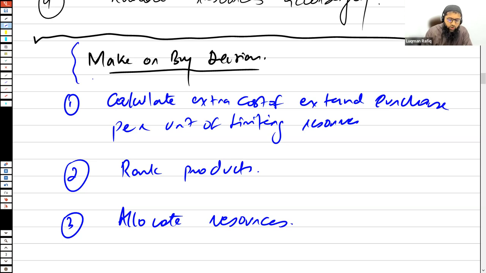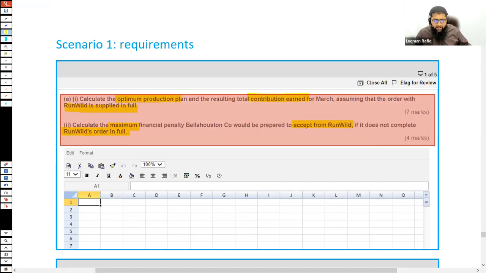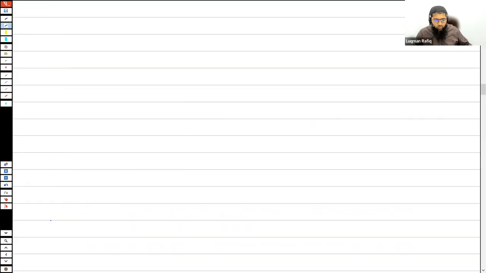So basically I've told you how to go about a make or buy decision. The concept is that you have to calculate the cost of external purchase per unit of limiting resource, rank the products, and then allocate the resources accordingly. Now, our requirements here are to calculate the optimum production plan, and to calculate the maximum penalty that we would be willing to pay to this company.